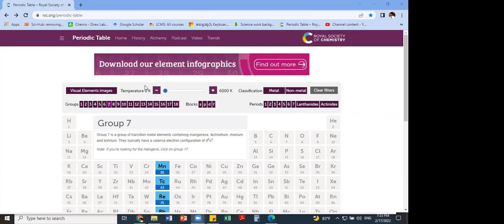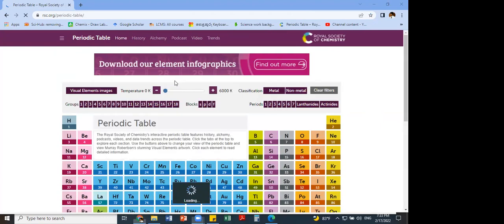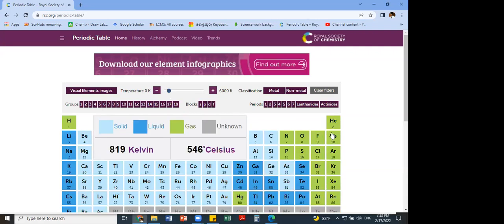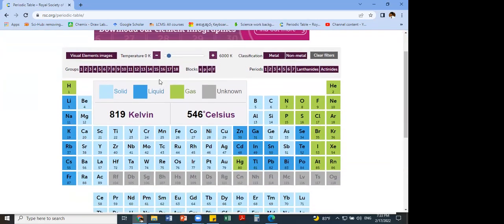Now you can even get more information. You can register on this website, and there are videos and the historical background of these elements. There is a lot of other information you can get here. If you take the temperature, you can check what the elements become. When you increase the temperature, some elements become liquid. Physical state changes. This is also very interesting.